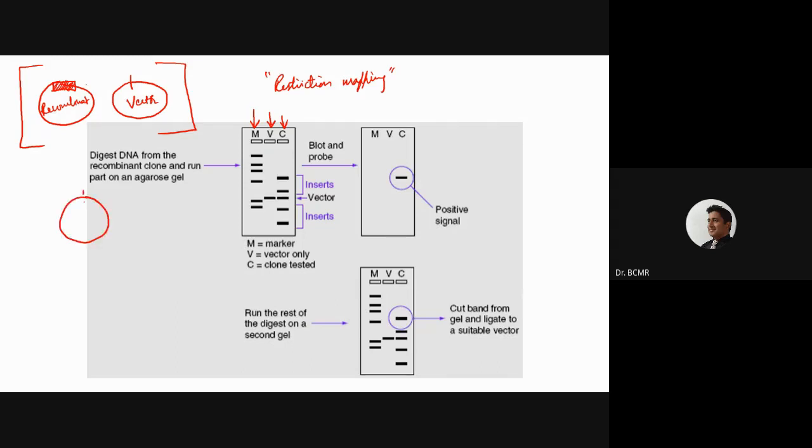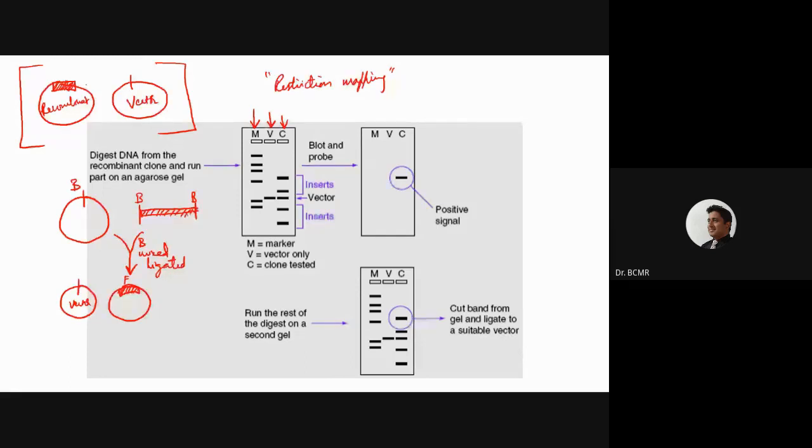Here is a vector, BamHI. I have digested the fragment so that it also has BamHI overhangs. So both were digested with BamHI, then mixed, and then ligated. So there are two possibilities. In one case, you may have vector religation, and in other cases, you may have the vector along with the fragment. Assume that's the fragment.